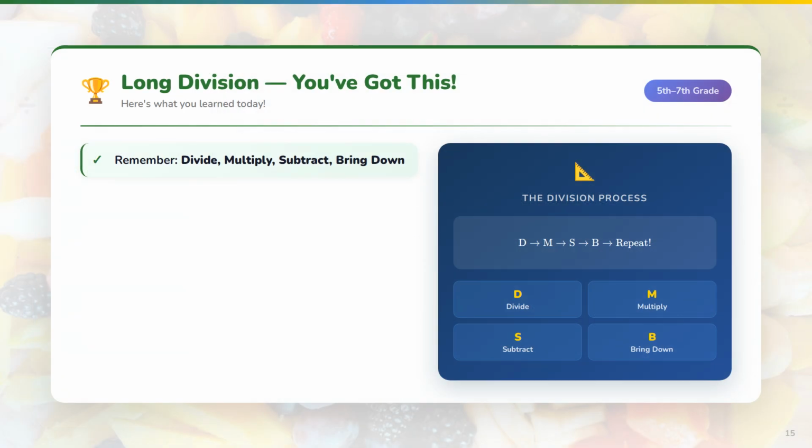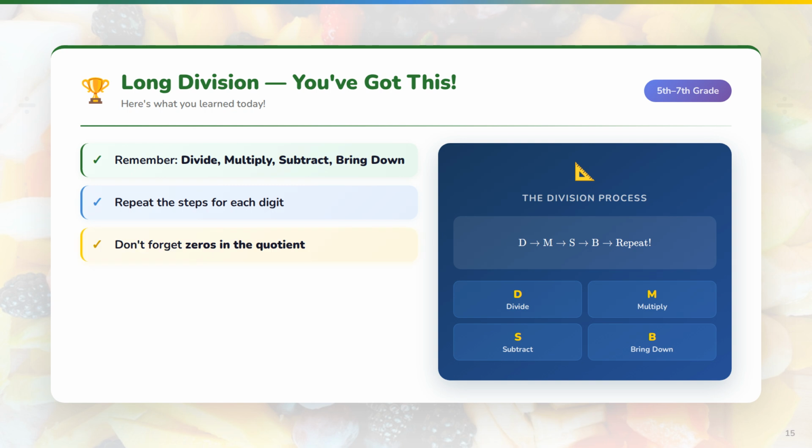You made it. Amazing work. Let's recap what we learned today. Long division follows 4 steps every single time. Divide, multiply, subtract, and bring down. Remember the phrase, "Does McDonald's sell burgers?" to keep the order straight. You repeat those 4 steps until you've used every digit.